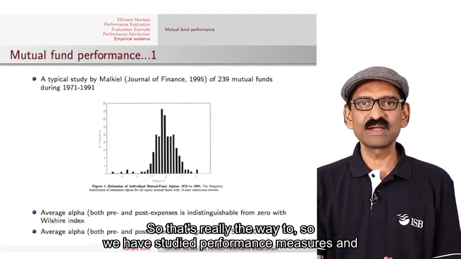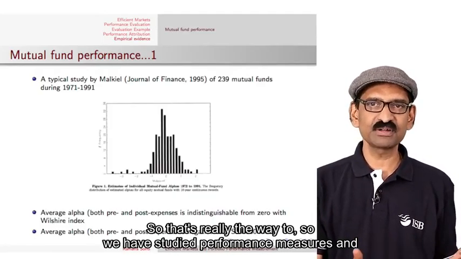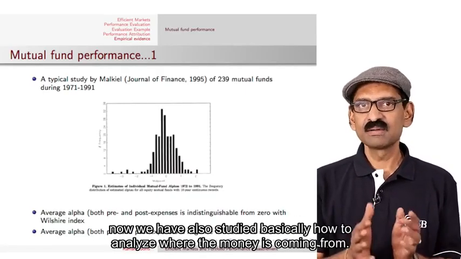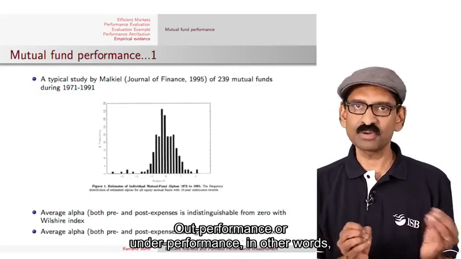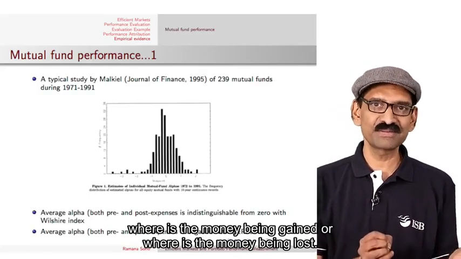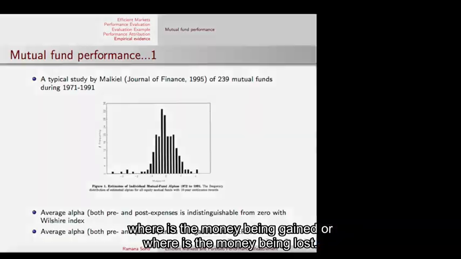So that's really the way to, so we have studied performance measures and now we have also studied how to analyze where the money is coming from, outperformance or underperformance. In other words, where is the money being gained or where is the money being lost.